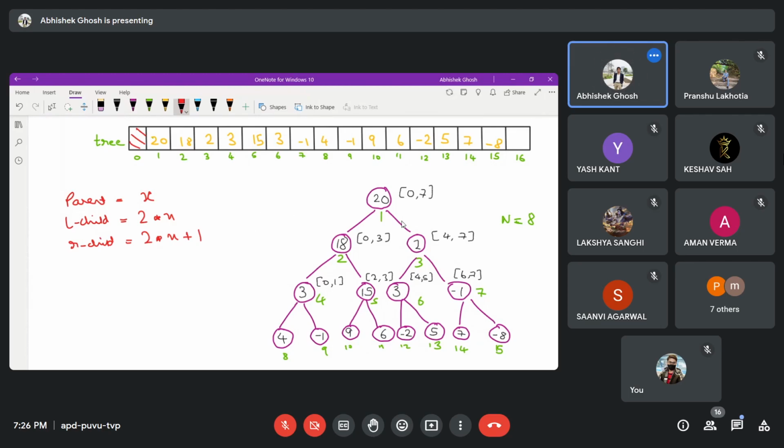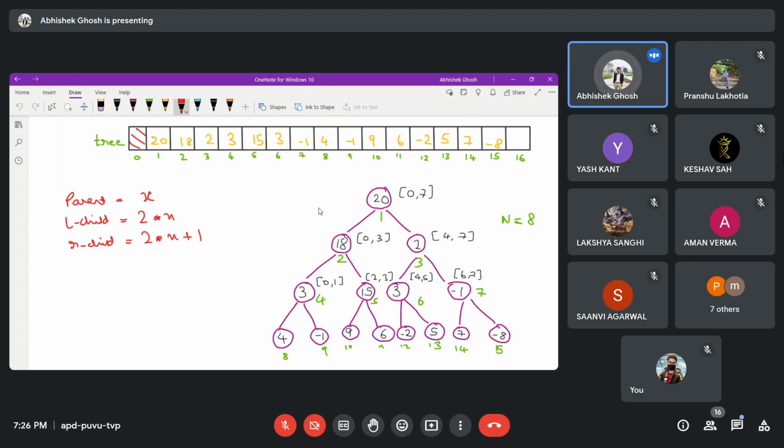For the root, the index is 1. The left child of that root, which stores the answer for the left part of the main array, will be index 2. So index 1's left child is index 2 and right child is index 3. Taking another example, index 5: the left child of index 5 will be index 10 and the right child will be index 11. Which is clear, 10 and 11. This is how a tree is represented in memory.